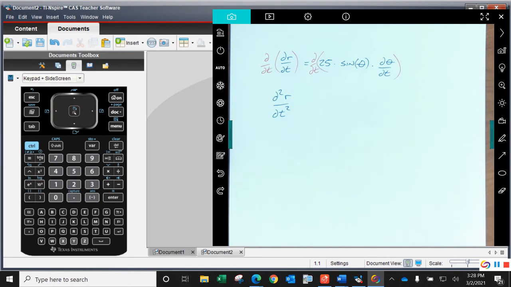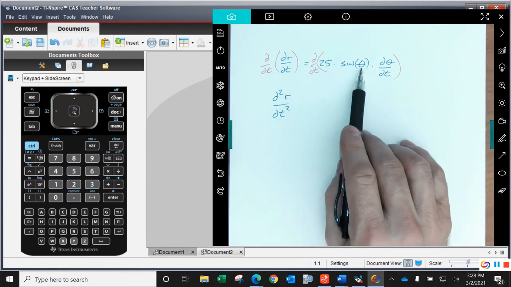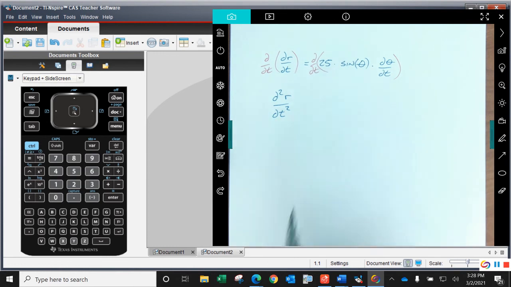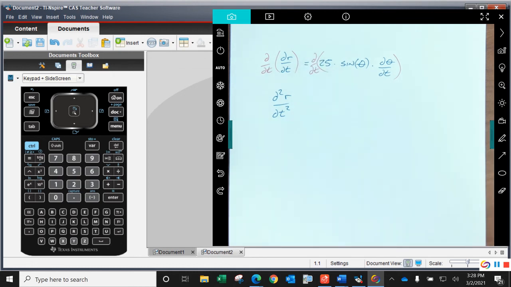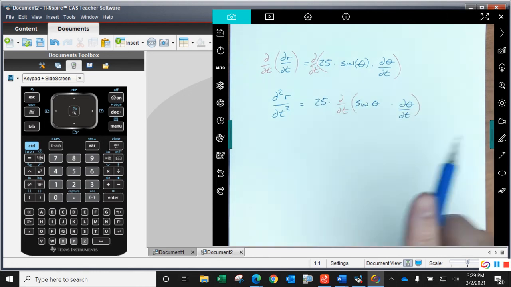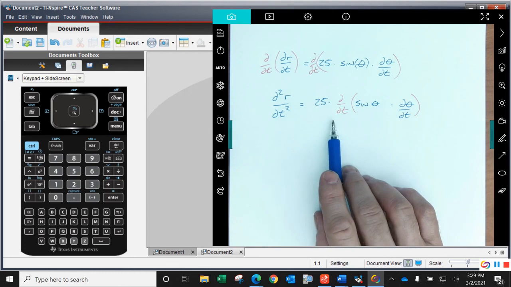Do you remember your product rule? We're also going to need the chain rule. We see that the characters here don't match, so we're going to need both the product rule and the chain rule. To simplify things a little bit, I'm going to move this constant 25 out in front of the derivative statement. So hang tight as I do that. This simplifies it just a little bit.